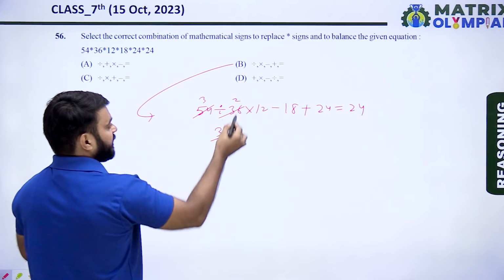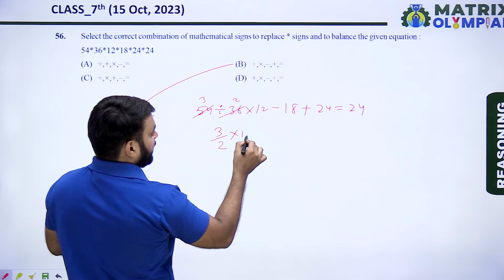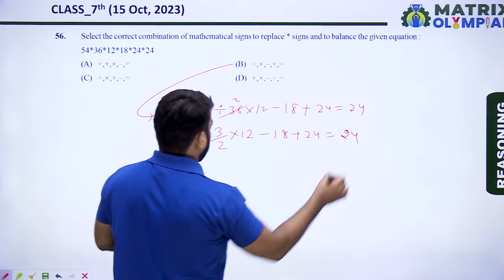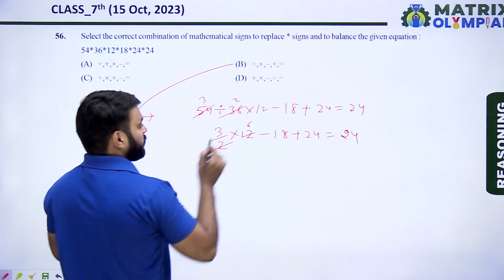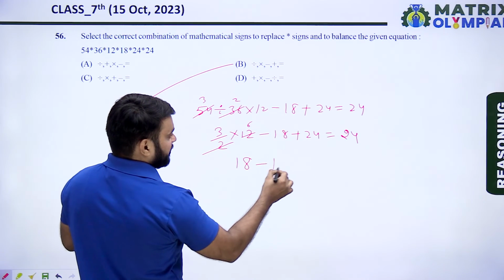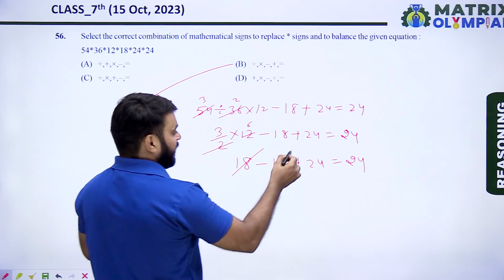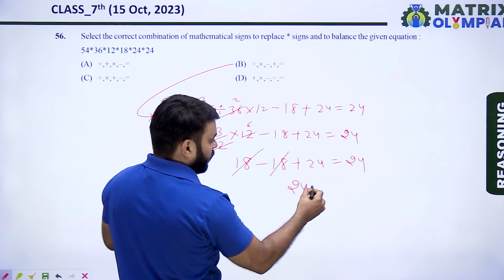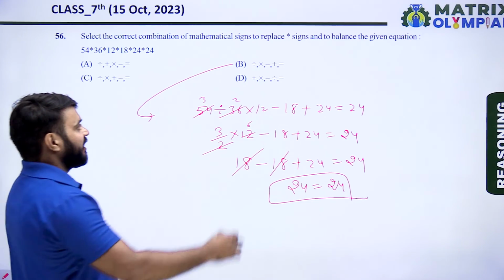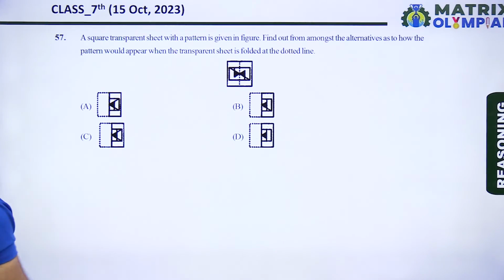3 by 2 into 12 minus 18 plus 24 is equals to 24. So 2 sixes are 12. It means 3 into 6. It means 18 minus 18 plus 24 is equals to 24. So 18 minus 18, it means 24 is equals to 24. So it means option B is the correct answer of this question. So the next question is question number 57.